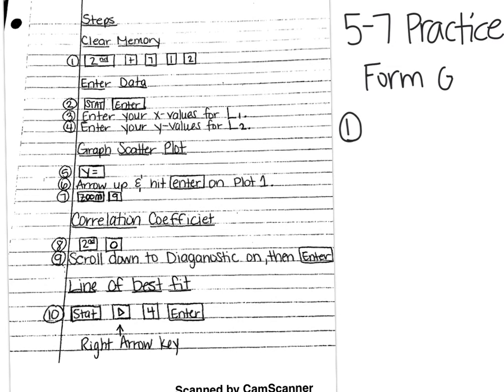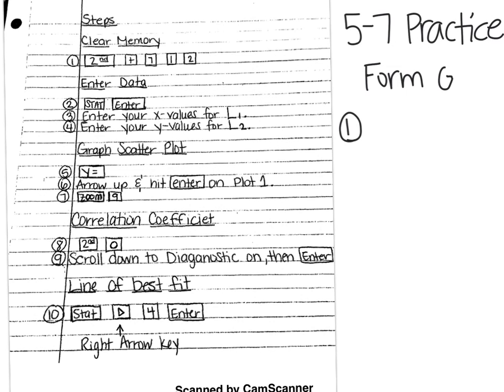Okay, after you type in your numbers, a lot of you are going to hit graph and not see anything. Okay, that's because you don't have your calculator set to graph scatter plots. So what you need to do is go to y equals, and then you'll go arrow up and hit enter, because you should be blinking on plot 1, and then go to graph, zoom 9. Okay, and it should have come up.